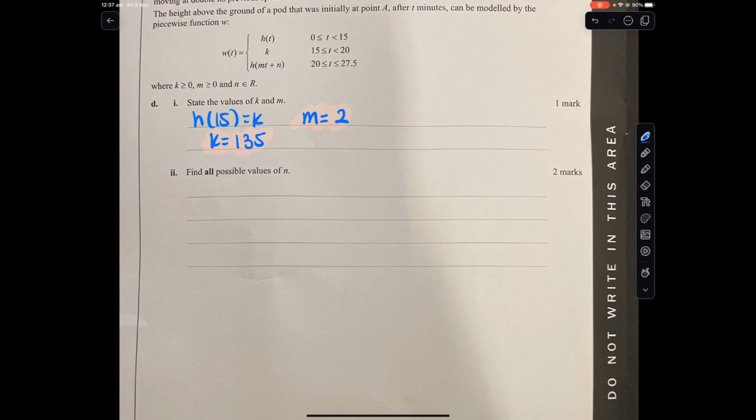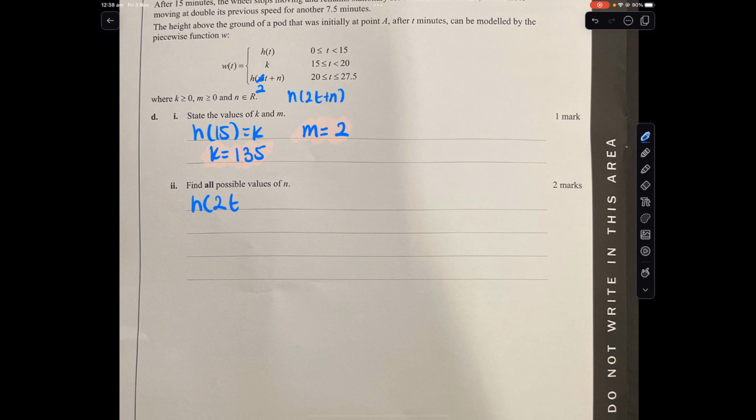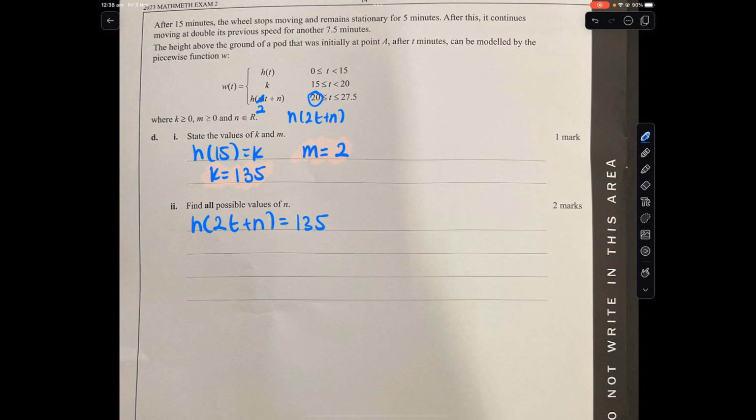Find all possible values of n. Okay, now what do we know? After this, it continues moving at double the speed for another 7.5 minutes. So now we know that this over here is 2, so this is h of 2t plus n. And we know it moves at double the speed at 20. So h of 2t plus n should equal 135. Because if you look at the 20 over here, when it starts doubling speed, this value over here should equal that value at this time.